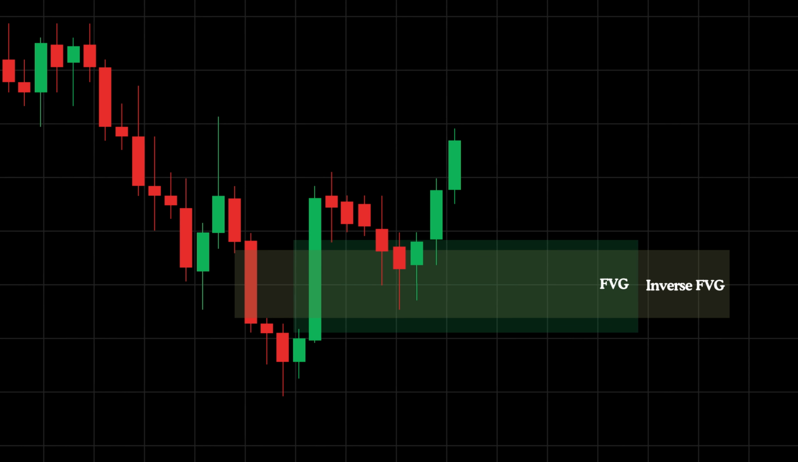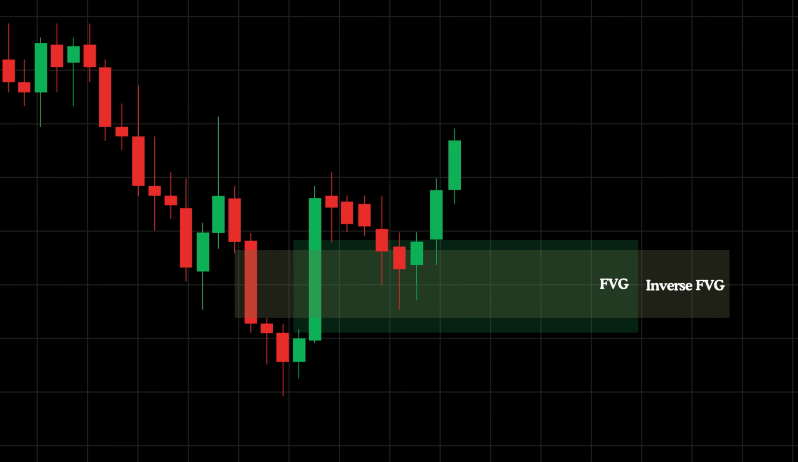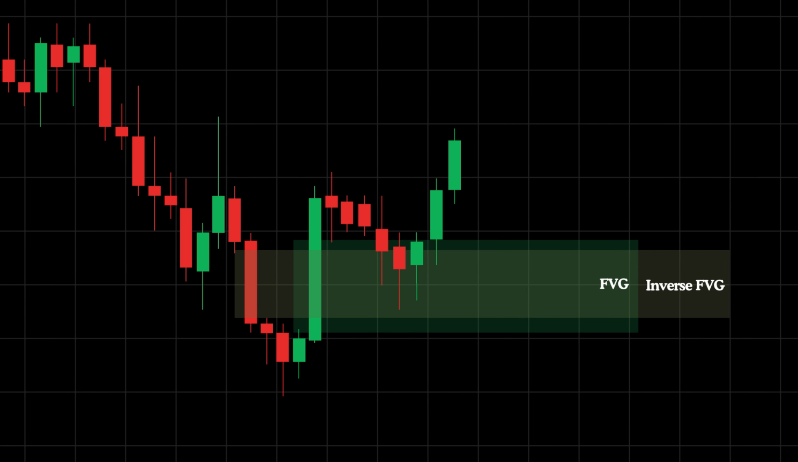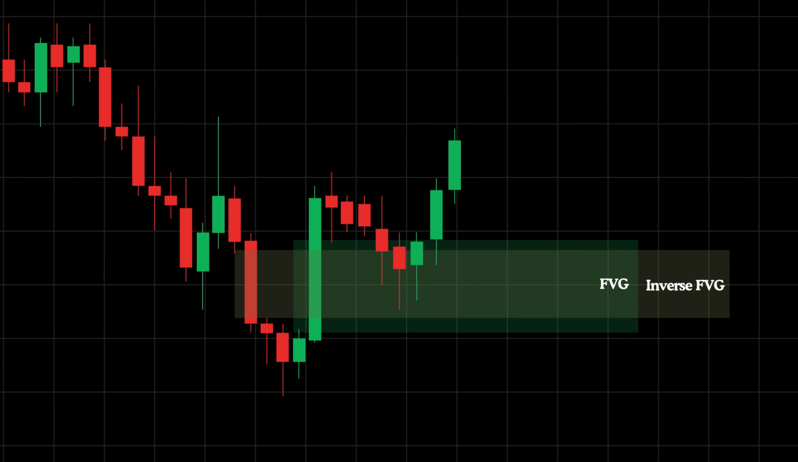For instance, a long wick rejection off the zone is a strong signal that the market respects that level. Once that rejection candle closes, that's your cue to enter with your stop loss just below the zone. This gives you a more calculated and lower risk entry.